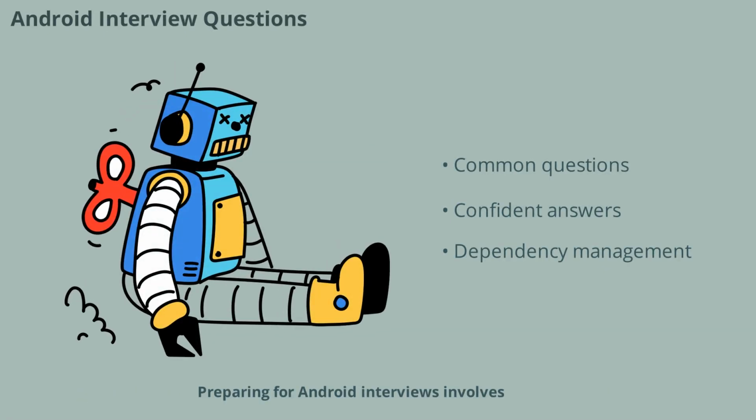Preparing for Android interviews involves understanding common questions about dependency injection, Dagger Hilt, and modular architecture. Interviewers often ask about the differences between Dagger Hilt and Dagger 2, the purpose of annotations, and how to manage dependencies efficiently. We'll discuss some typical interview questions and how mastering Dagger Hilt can help you answer them confidently.